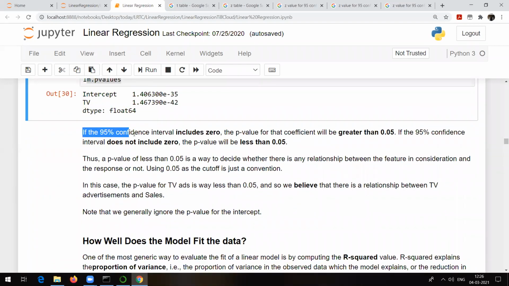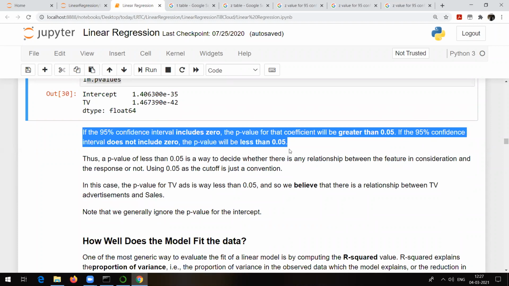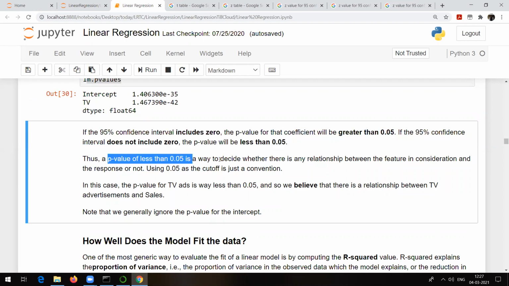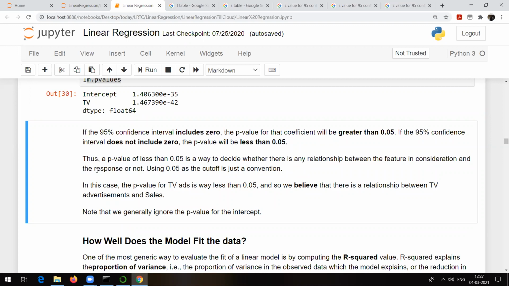If the 95% confidence interval includes 0, the p-value of the coefficient will be greater than 0.05. If the 95% confidence interval does not include 0, the p-value will be less than 0.05. Thus a p-value less than 0.05 is a way to decide whether there is any relationship between the feature in consideration and the response or not. A response is nothing but the output variable. A feature is nothing but the input variable.